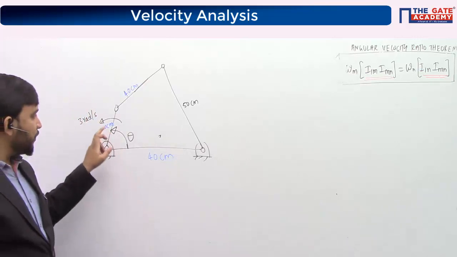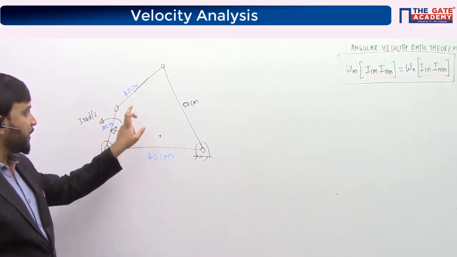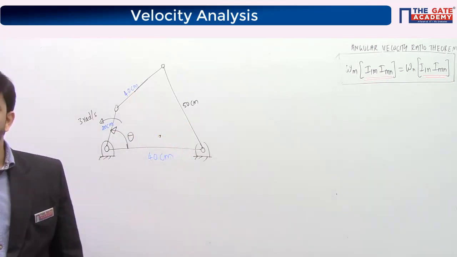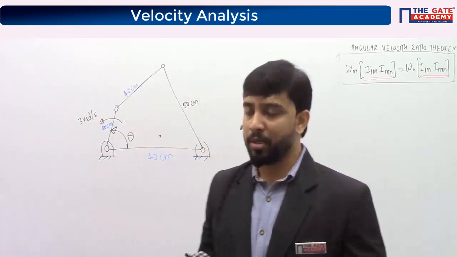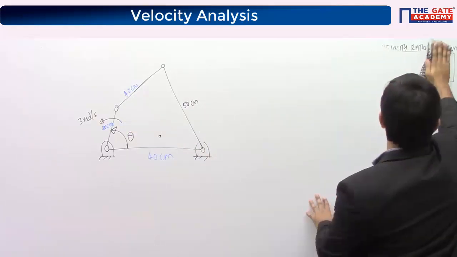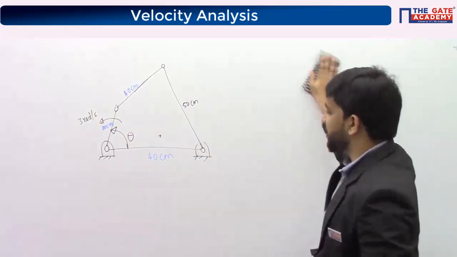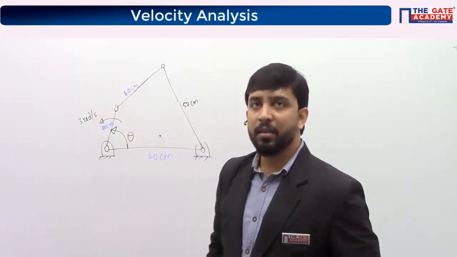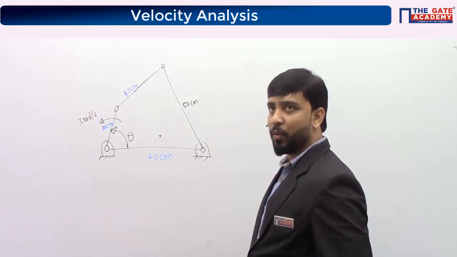He gave the angular velocity of the input link, and he is asking us to find out the angular velocity of the coupler and the angular velocity of the output link. Just listen here. I will discuss this problem and you solve the other problems. They're asking us to do velocity analysis when theta is 180 degrees.